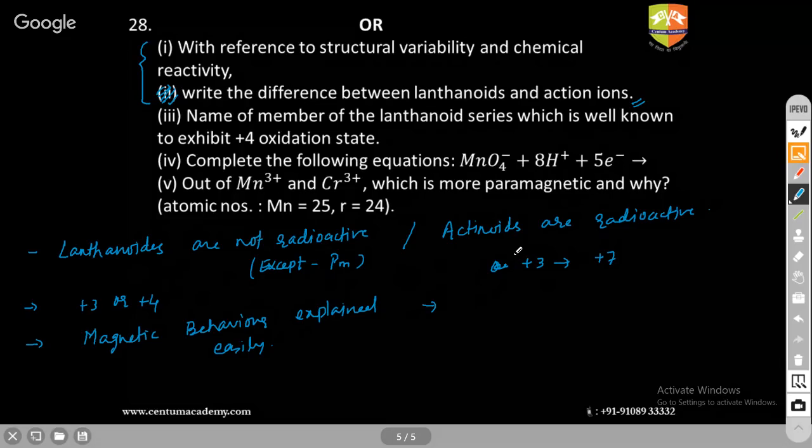Okay. Now next question. The name of the member of lanthanoid series which is well known to exhibit +4 oxidation state. Tell me, which lanthanoid element shows +4 oxidation state? Cerium. Yeah, it's correct. So for the second one, the answer is cerium. Next question.